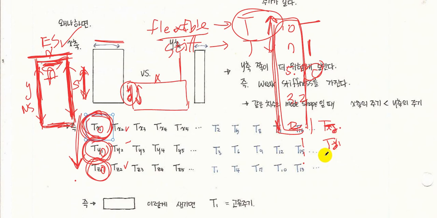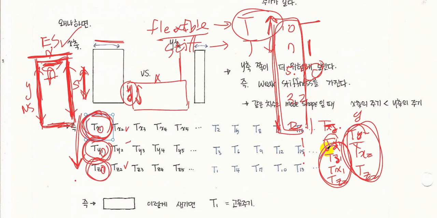y1, and y2, and x, and z. So it doesn't change, right? And next y2, x2, z2. It doesn't change. So y appears first. Why? Because the y direction is more flexible. So it will give you the longest period, or a longer period than that of the x-axis.